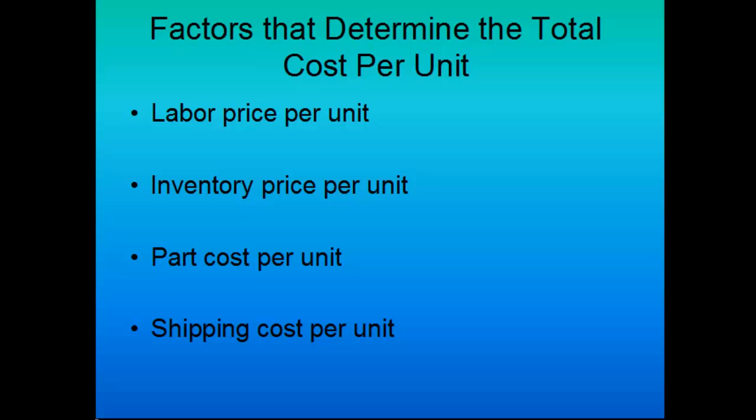The final part of the project is to determine the total cost per each product. In order to do this, there are multiple factors that go into the total cost. The first is the labor expense per unit. The second is the inventory cost per unit. The third is the part price per unit. And the last is the shipping price per unit.